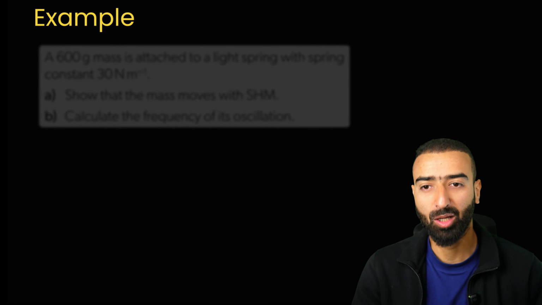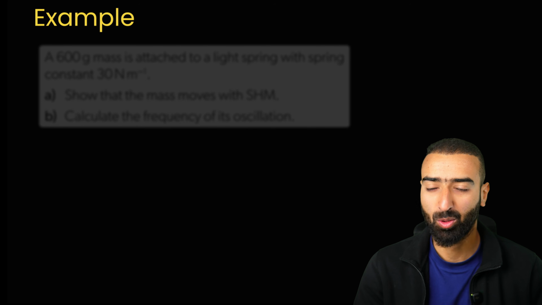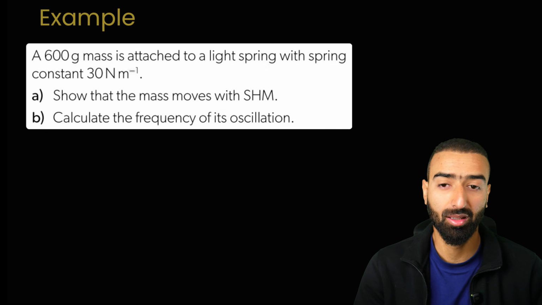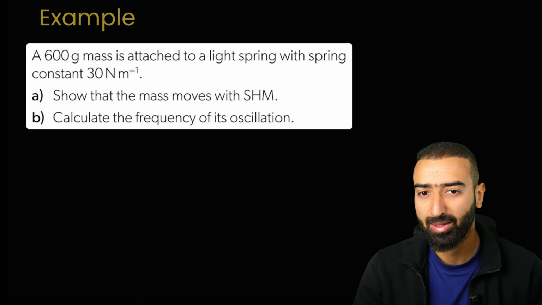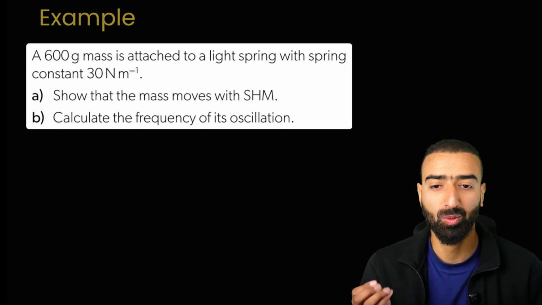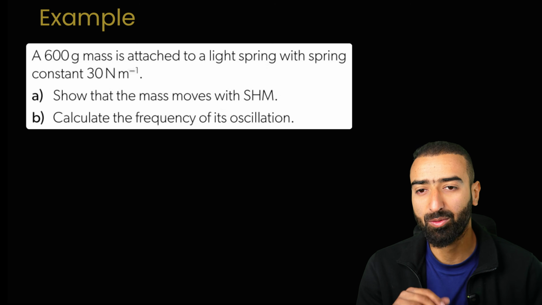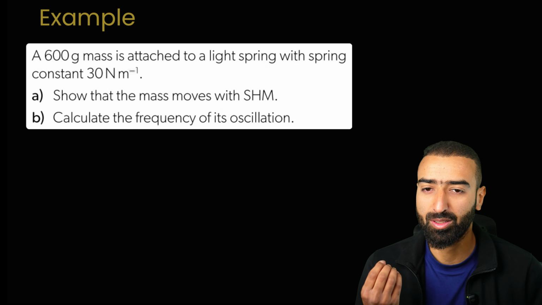That's great. Now it's time for some homework. The question says, a 500-gram mass is attached to a light spring with spring constant 30 newtons per meter. Part A, you have to show that the mass moves with simple harmonic motion. Part B, you also have to calculate the frequency of its oscillations.